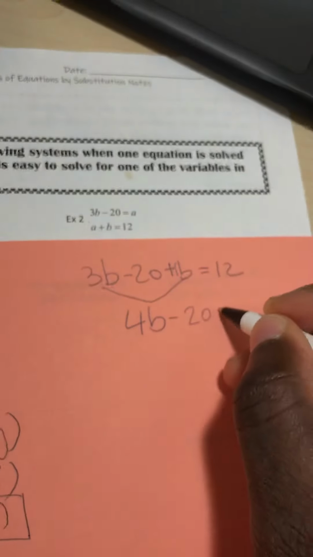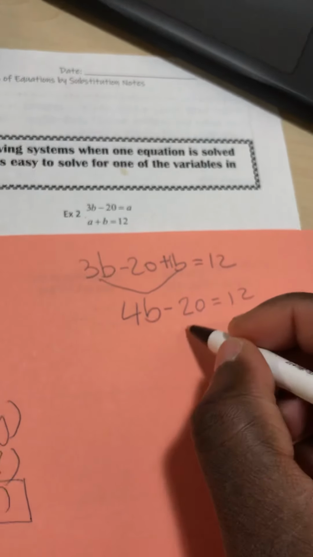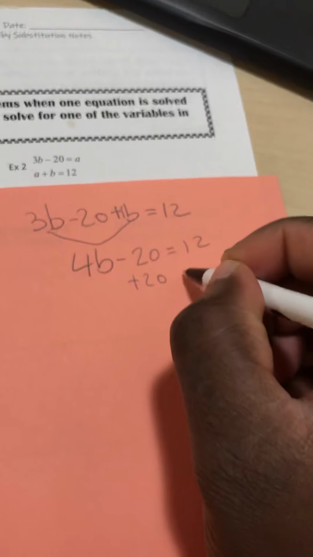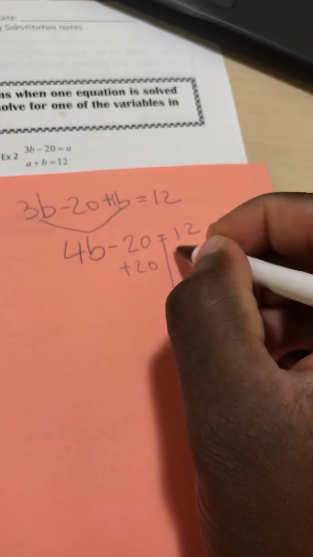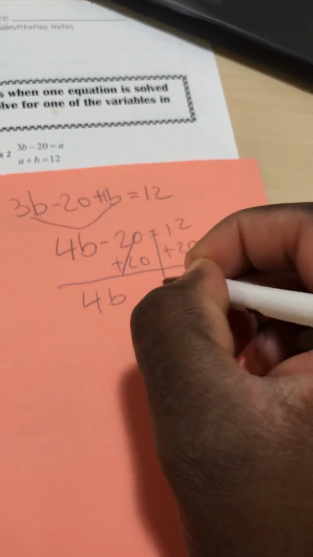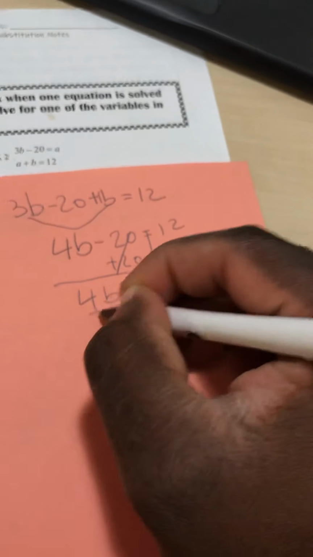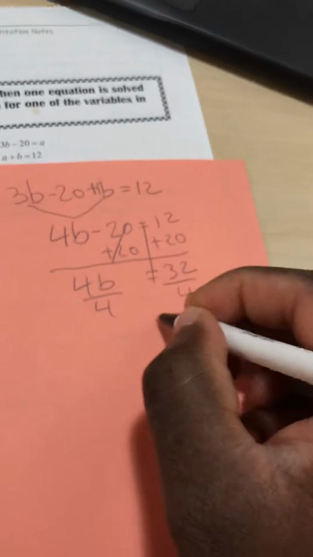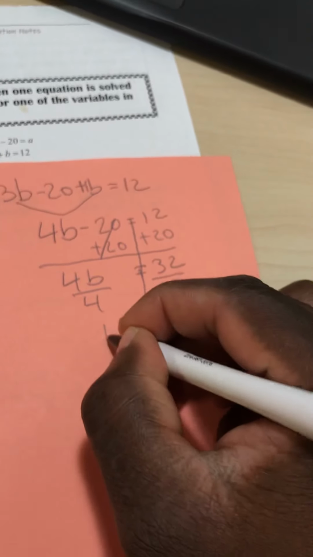I can combine like terms. I have 1b here, and that should give me 4b. I still have my 20 equals 12, right? And then I can add 20 here, add 20 here. It goes away. 4b equals 32, divide by 4, divide by 4. You get b equals 8.